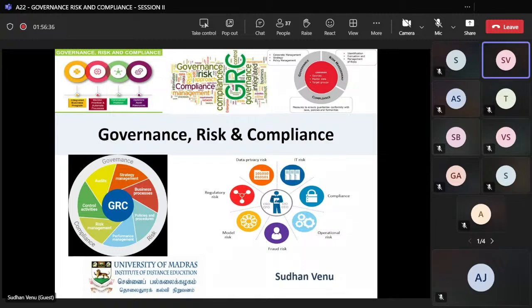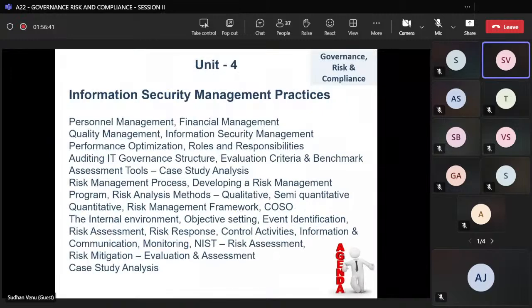For unit 4, we are going to see information security management practices, and what the practices are in terms of information security. We could see management, financial management and quality management, and these are the information security management practices, along with information security management performance optimization, roles and responsibilities, auditing IT governance structures, evaluation criteria, benchmarking, assessment tools and case study analysis.